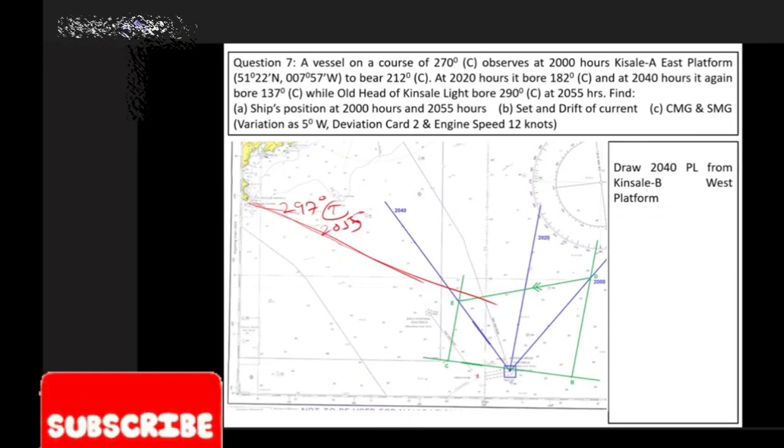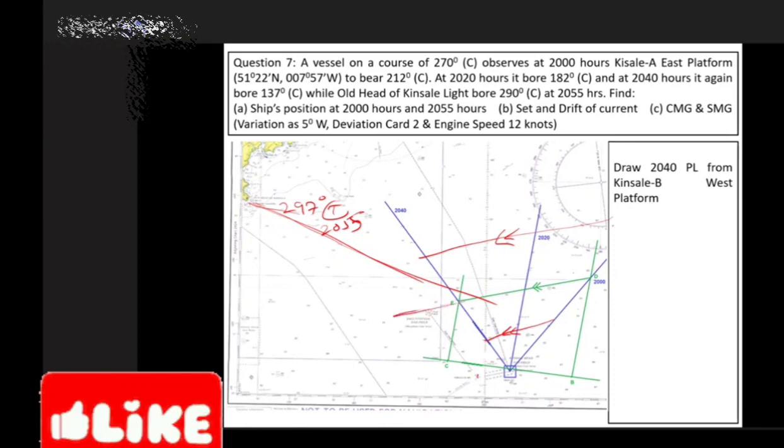Now we don't have another PL for 2055. Now in the 3-point bearing, what you can do is, beta, wherever you get the CMG, see, different people will get the CMG at different places. Somebody using shorter distances could have got the CMG here also. But all the CMGs would be parallel to each other. Everybody will get the same CMG, yes or no? Yes, sir.